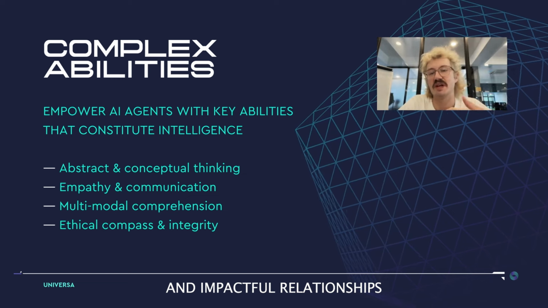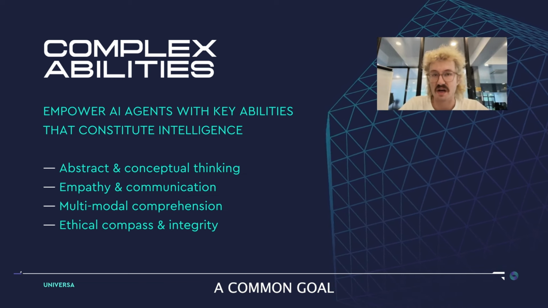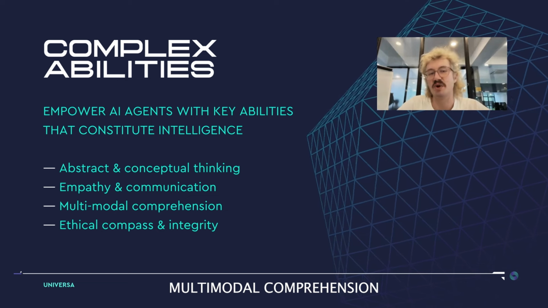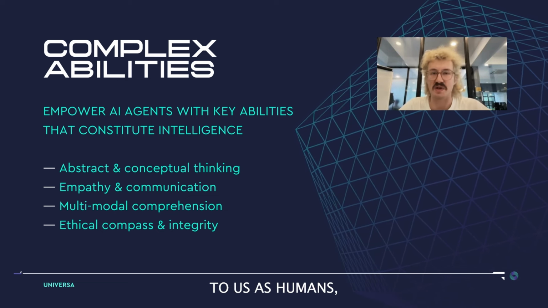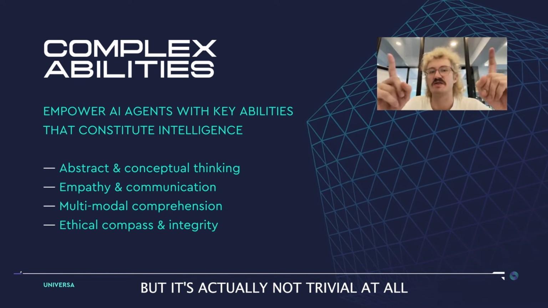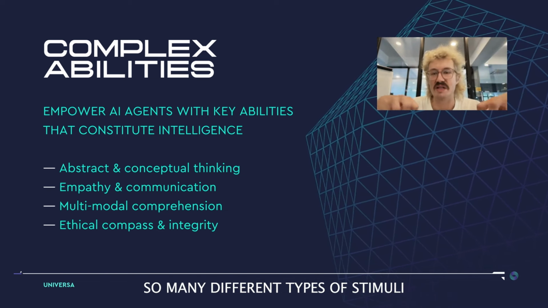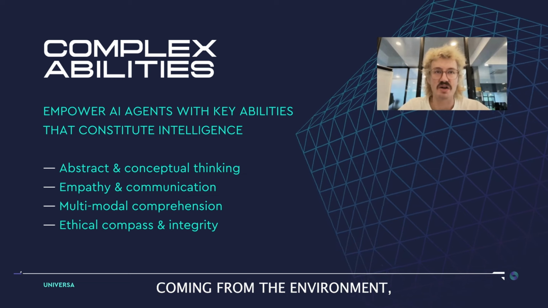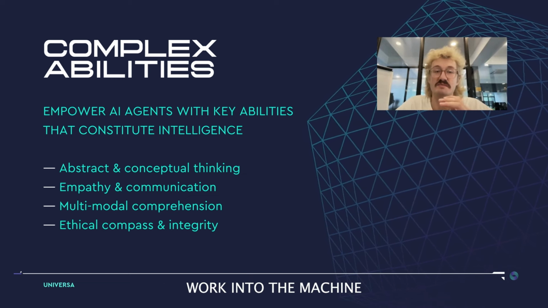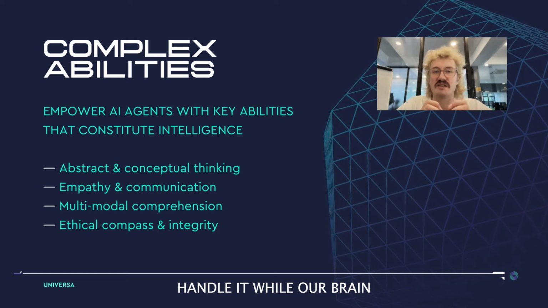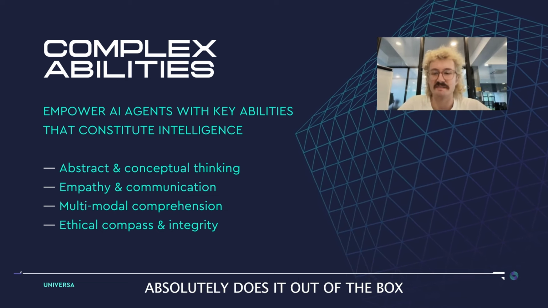Empathy and communications are capabilities that are so powerful in building groups, teams, societies, and building meaningful and impactful relationships and cooperating together to achieve a common goal. Multimodal comprehension is something that absolutely comes as natural to us as humans, but it's actually not trivial at all, because in order to understand and process so many different types of stimuli coming from the environment, we need to put a lot of work into the machine for it to be able to handle it, while our brain absolutely does it out of the box.